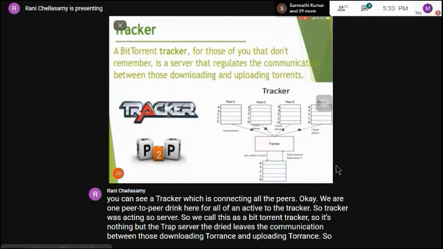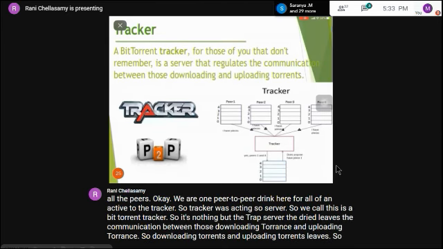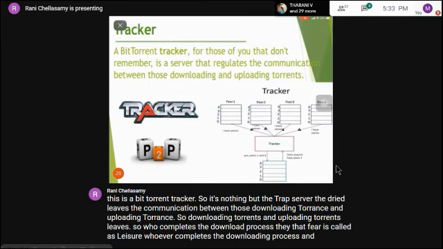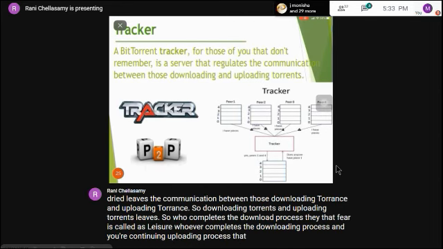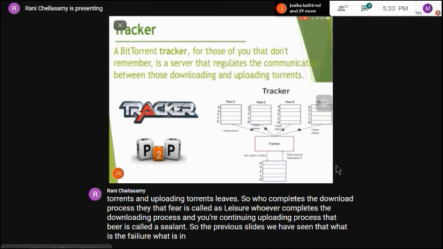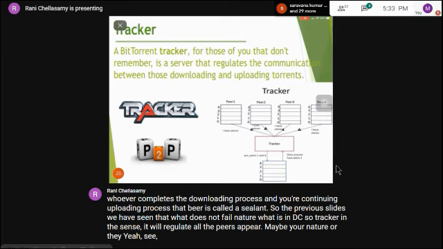So downloading torrents and uploading torrents means, whoever is still in the download process, that peer is called a leecher. Whoever completes the downloading process and continues the uploading process, that peer is called a seeder. So in the previous slides we have seen what is meant by a leecher and what is meant by a seeder. So tracker, in the sense, will regulate all the peers. The peer may be a leecher or they may be a seeder.